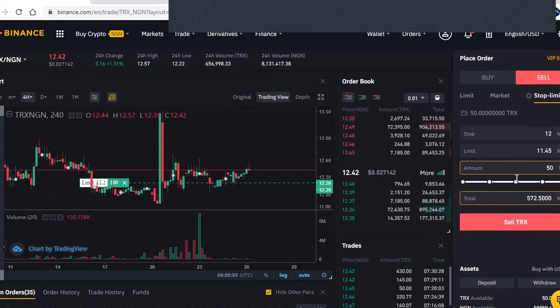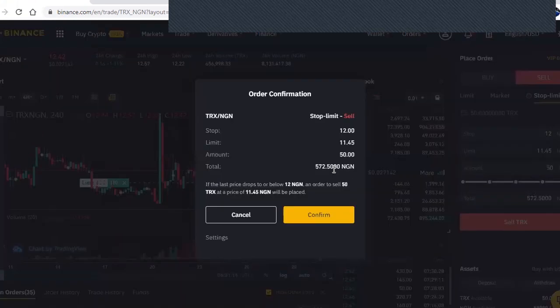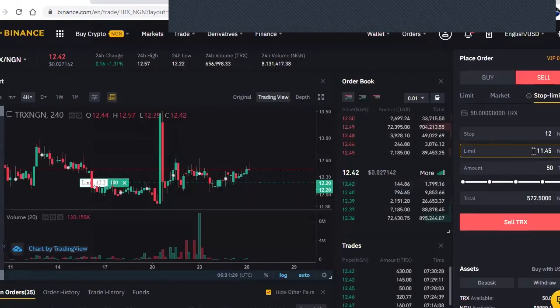Okay, so at this point, once the market crashed to this point, I'm no longer doing this trade again. I exit at this point. So I click sell. Can you see it now? If the last price drops to or below 12 naira, an order to sell 50 trons at the price of 11 naira 45 kobo will be placed. I click confirm. Okay. All right.